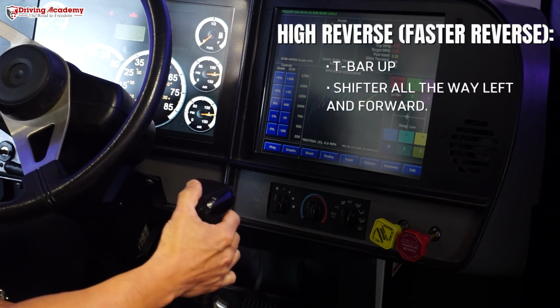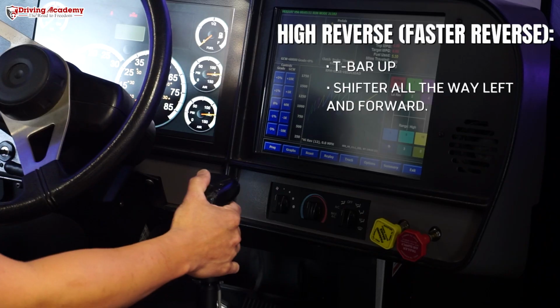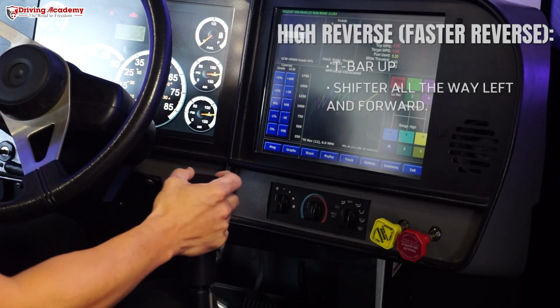Anytime you're changing the T-bar, you have to make sure you're in neutral and then go into that gear itself. So that's pretty much the gear patterns, how to understand what the transmission actually looks like.